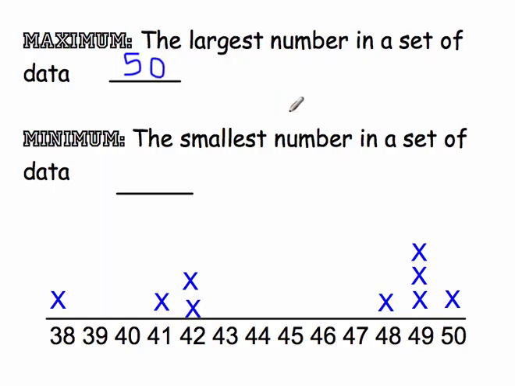The minimum is the smallest number in a set of data, or the smallest number of problems he got correct on his time test. I'm looking for the blue X with the smallest number. I see that there's an X above the number 38. That is the minimum. So maximum is the largest and minimum is the smallest.